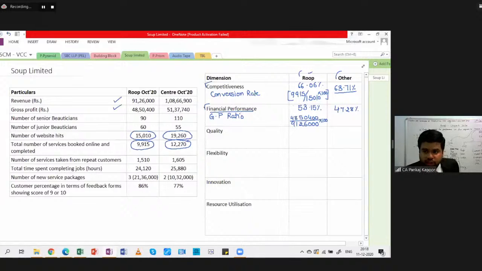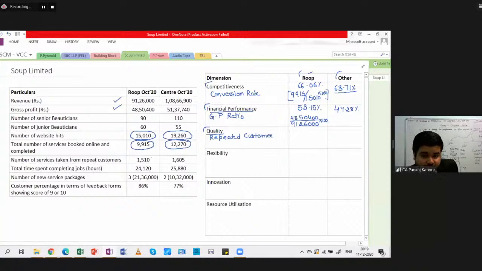As we mentioned, we'll do the comparison later on. We'll not do the comparison here because if we start doing comparison here, it will take a longer time. Now the next feature is the quality. How can the quality of service be tested? It can be tested based upon the repeat customers. If the customer comes to us again and again, it means we are giving good quality service. But if the customer does not come back, it means our service is not good.